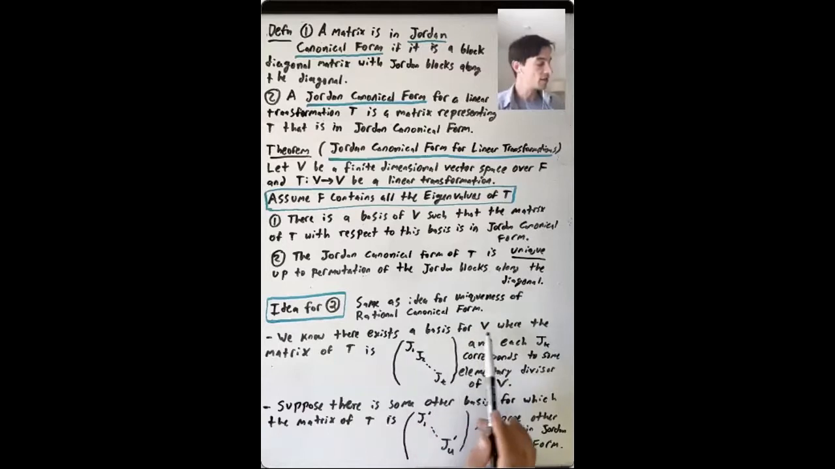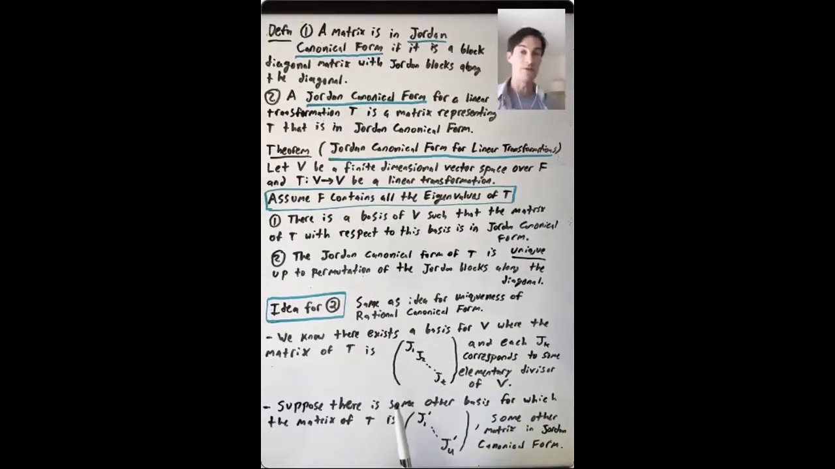So we know that there exists a basis of V for which the matrix of T is this block diagonal matrix where each of these blocks is a Jordan block. And where do these Jordan blocks come from? Each one corresponds to some elementary divisor of V. This is statement 1, gives us this. The procedure that we use to prove statement 1 gives us a basis of V for which the matrix of T is this matrix.